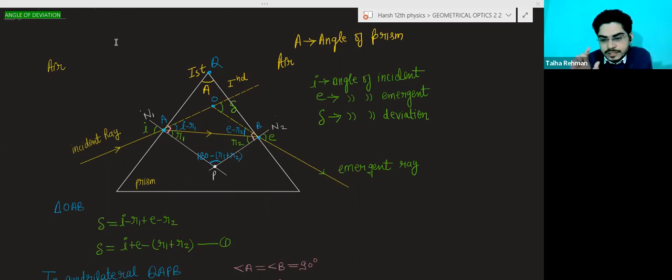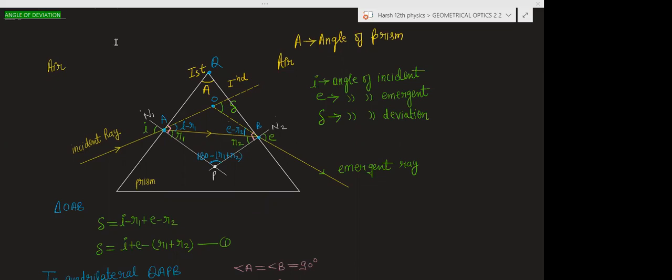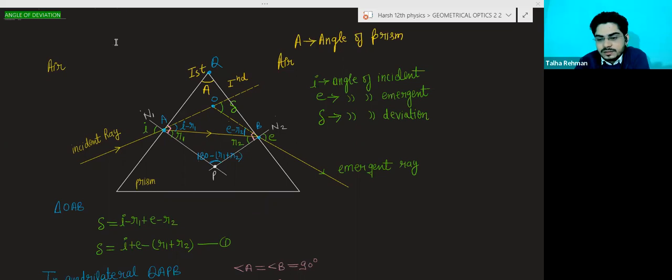So Harsh, in your exam, they can ask this derivation also: derive the expression for the angle of deviation. In this derivation, there are some concepts of geometry you have to understand properly. Otherwise, there is nothing in this derivation.